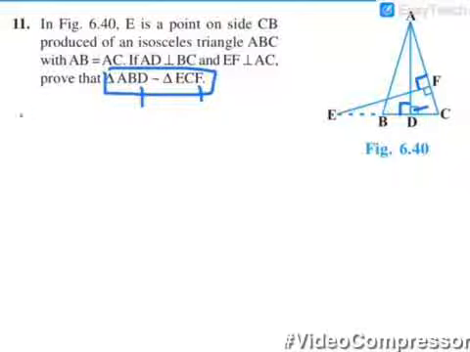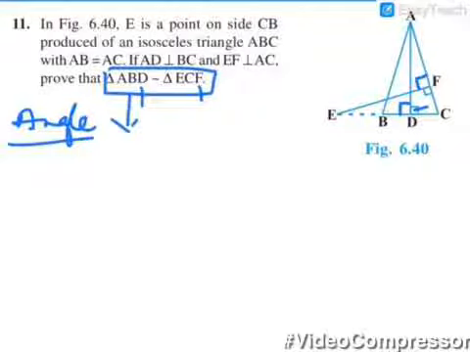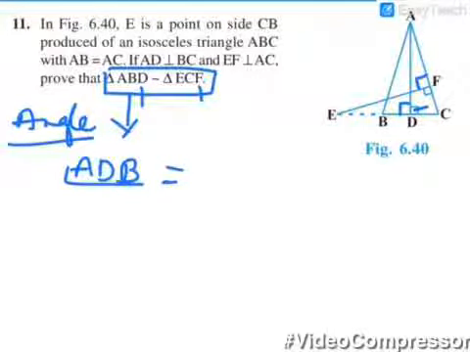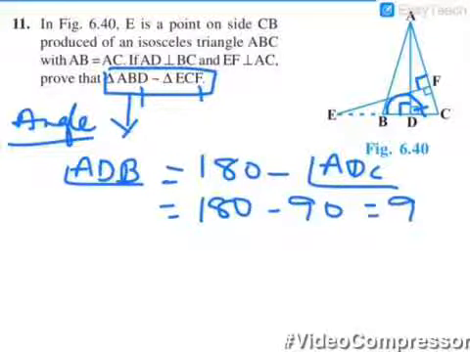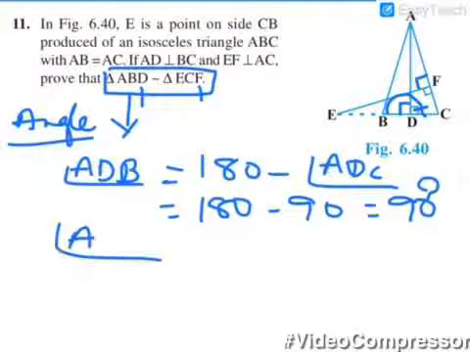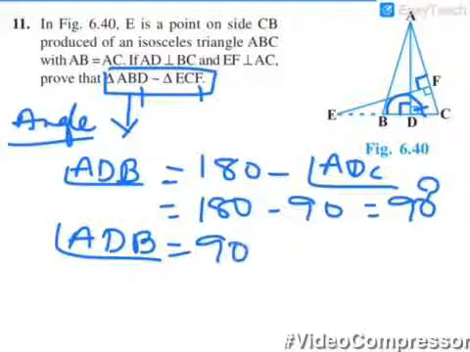So first, give angle, that is, angle in triangle ABD, angle ADB is equal to, this total angle will be 180 degrees minus this side angle, that is angle ADC, that is 180 minus 90, so 90 degrees. So angle ADB is equal to 90 degrees. We know this. First we have done this and we have kept it aside.